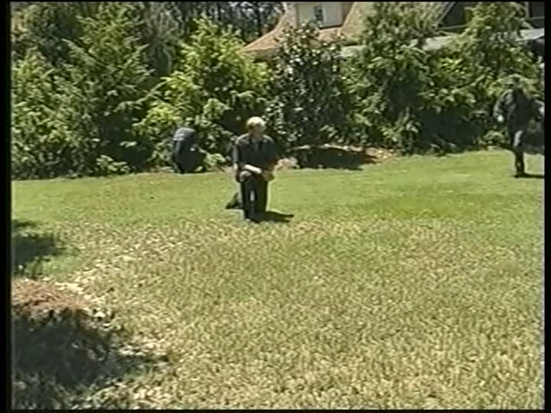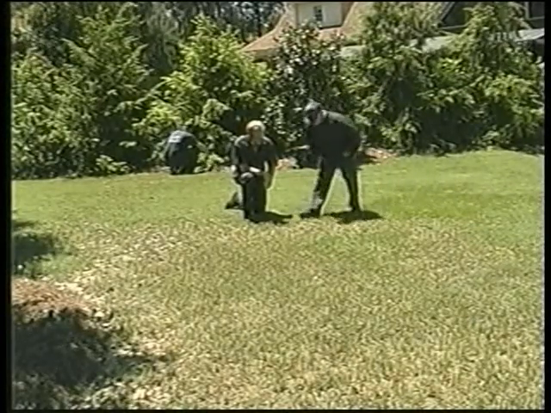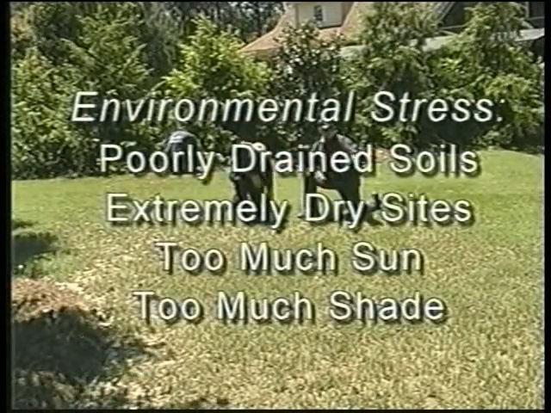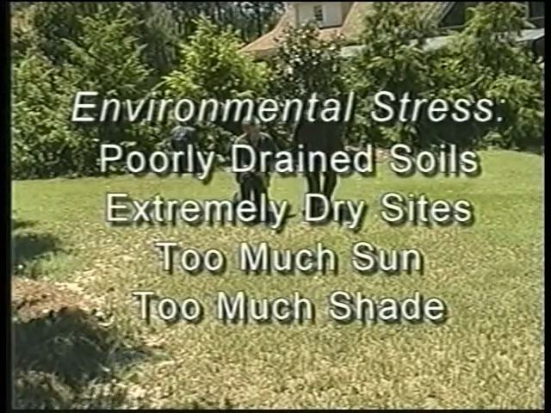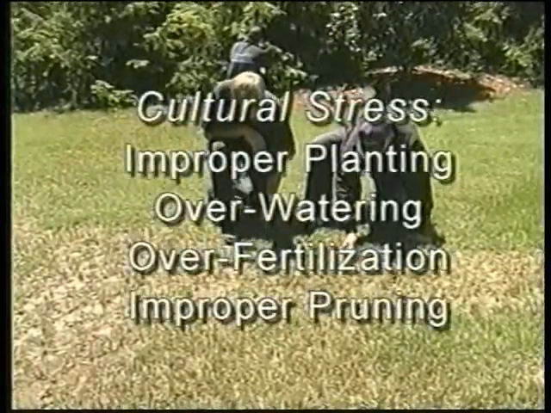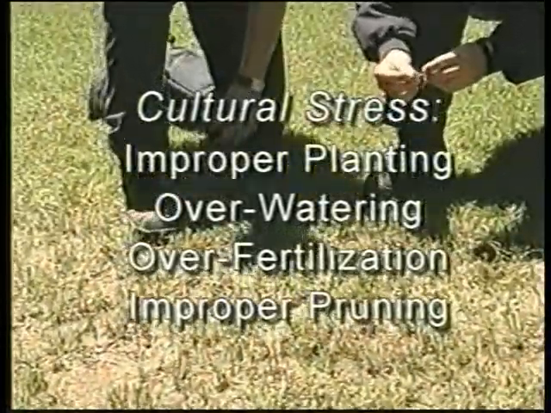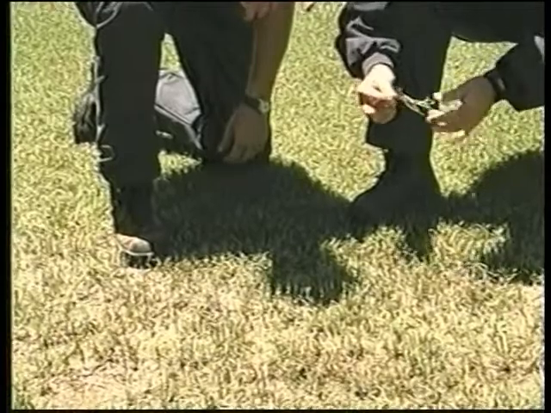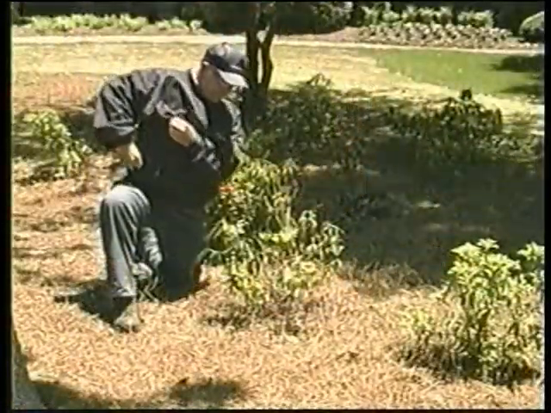Many plant problems in the landscape are not caused by insect or disease pests. They result from environmental or cultural plant stress. Examples of environmental stress include poorly drained soils, extremely dry sites, too much sun, or too much shade. Cultural stress sometimes results from improper planting, overwatering, overfertilization, or improper pruning. Scientists have found that insect and disease problems are more common on plants under environmental or cultural stress.